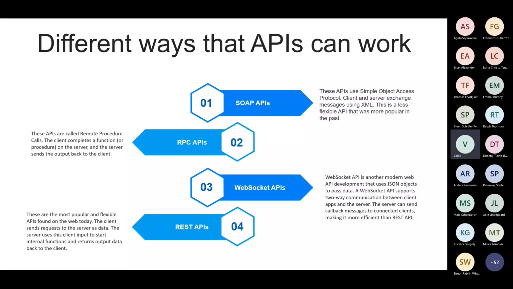REST stands for representational state transfer. These are the most popular and flexible APIs found on the web today. The client, the customer, sends a request to the server with the API, and then the server uses the client input to start an internal function and returns the output data back to the client. So that's what an API does.